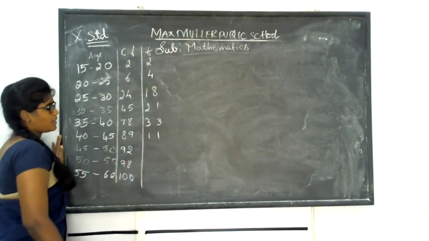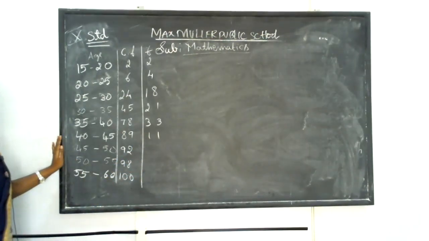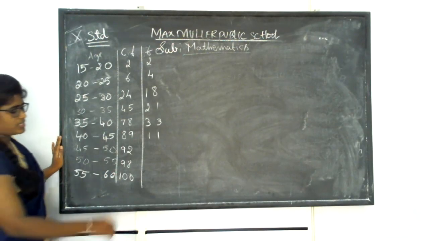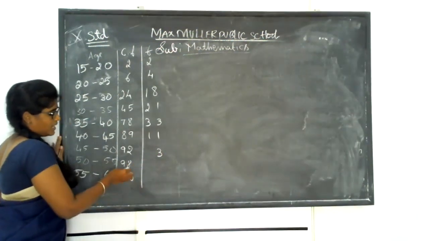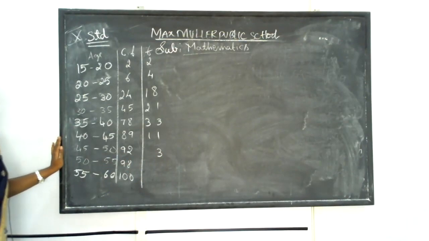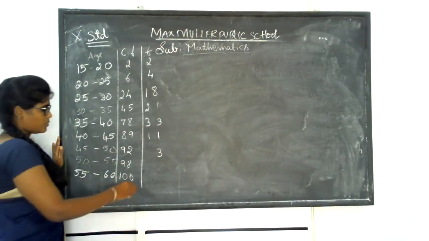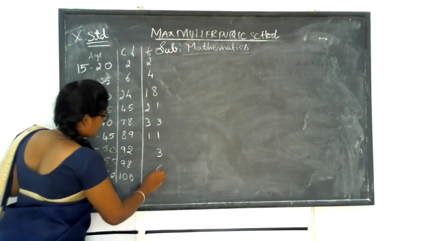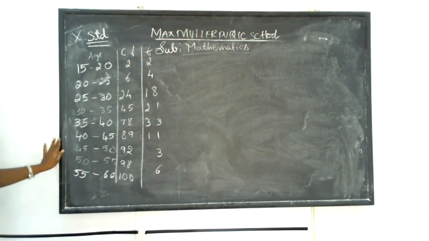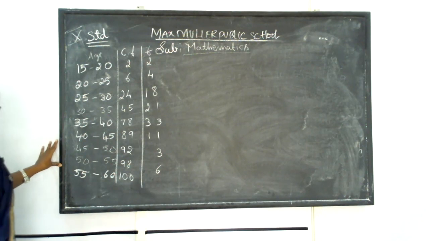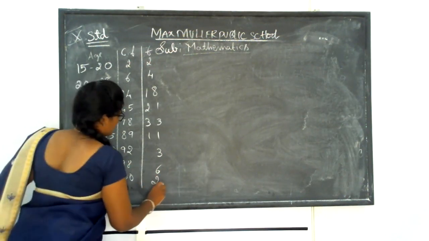Then 92 minus 89 is how much? You will get 3. Then 98 minus 92 is how much? You will get 6. Then 100 minus 98 is how much? 100 minus 98, you will get 2.